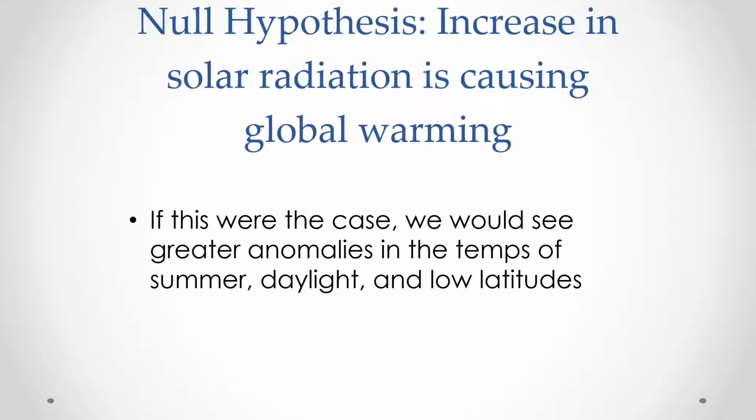Think about it. Now, if this were the case, wouldn't there be greater anomalies in the temperatures of summer, daylight, low latitudes? We'd see a lot more data changing if this were true. If solar radiation is what causes global warming, that would mean we'd have really, really different temperatures just in the daytime versus nighttime, in the summer versus the winter. We'd see larger anomalies.